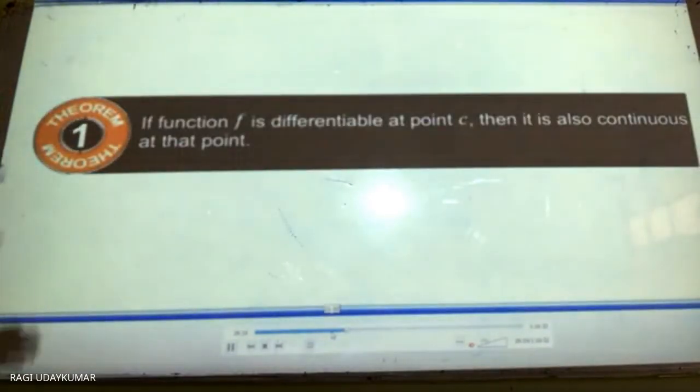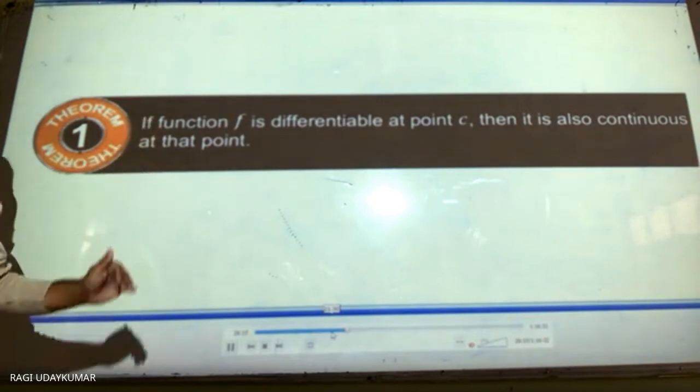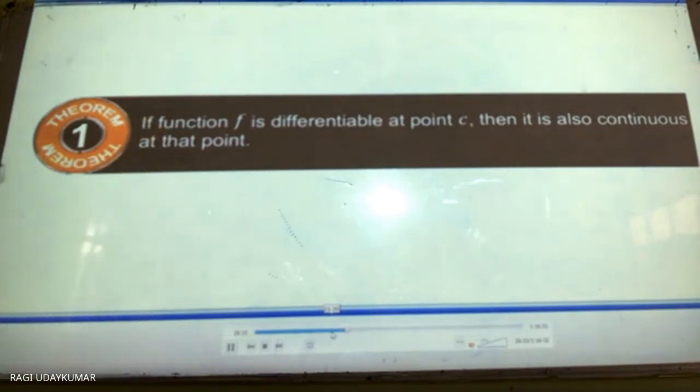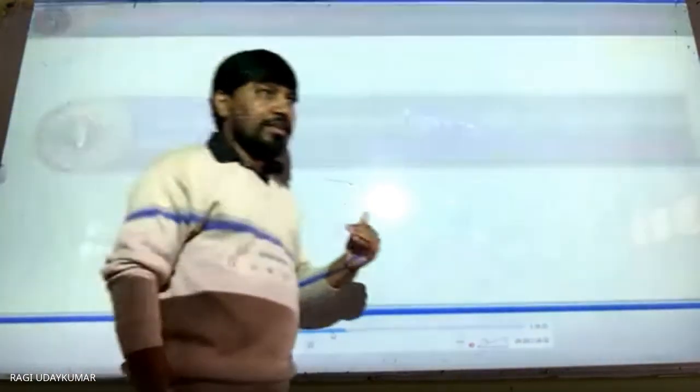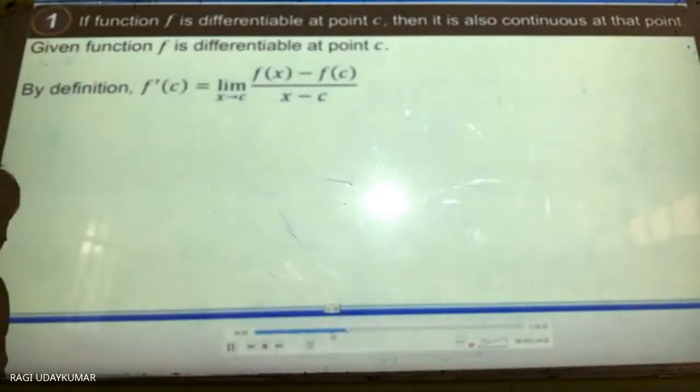If a function is differentiable at a particular point c, then it is also continuous at that point. Continuity we have already discussed. What is the difference between differentiability and continuity? Continuity is nothing but the limit should exist and it should be equal to the function value at that particular point.